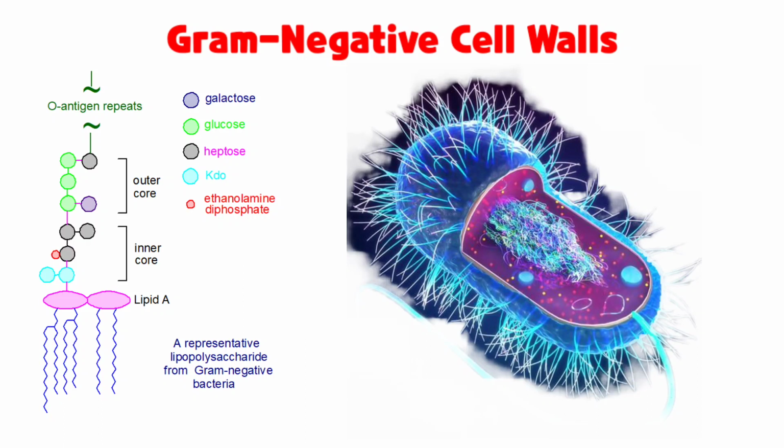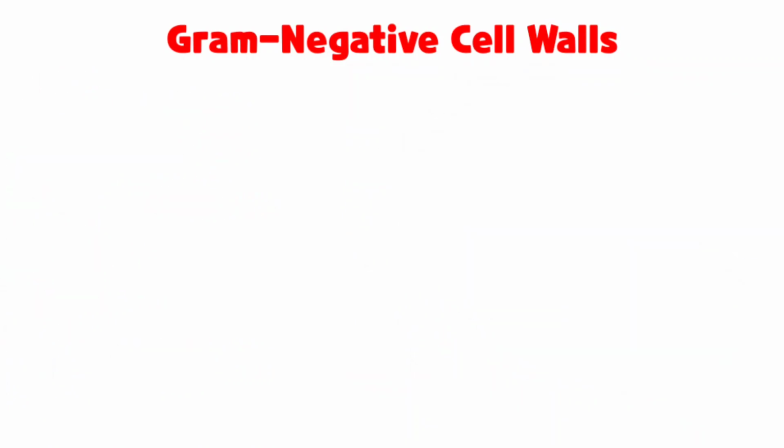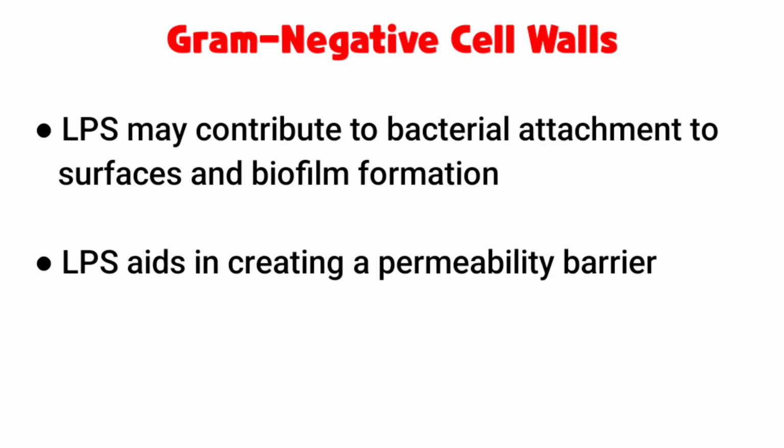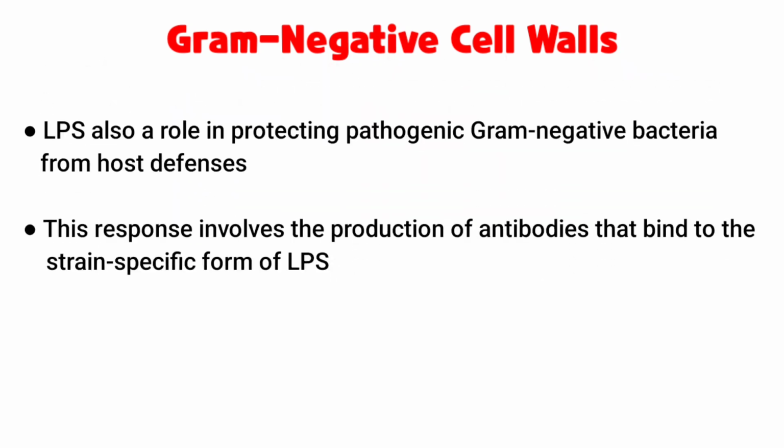Lipopolysaccharide has many important functions because the core polysaccharide usually contains charged sugar and phosphate. Lipopolysaccharide contributes to the negative charge on the bacterial surface. Lipid A also helps stabilize outer membrane structure. Lipopolysaccharide may contribute to bacterial attachment to surfaces and biofilm formation. A major function of lipopolysaccharide is that it aids in creating a permeability barrier. Lipopolysaccharide also plays a role in protecting pathogenic gram-negative bacteria from host defenses.